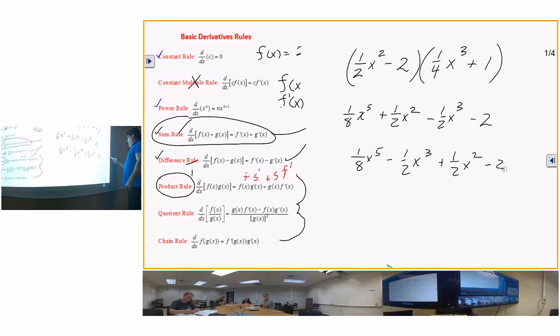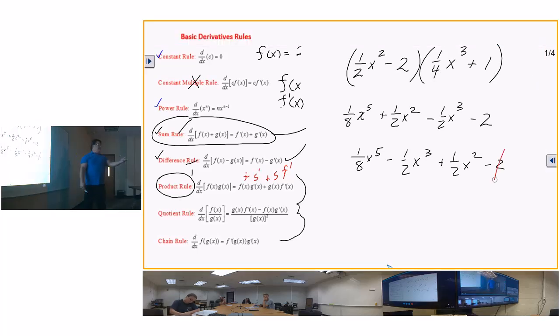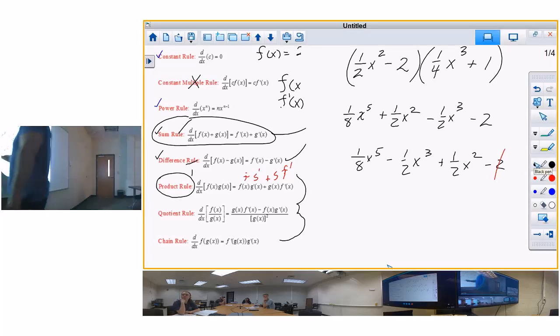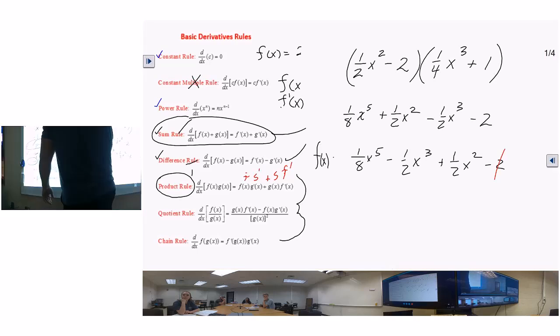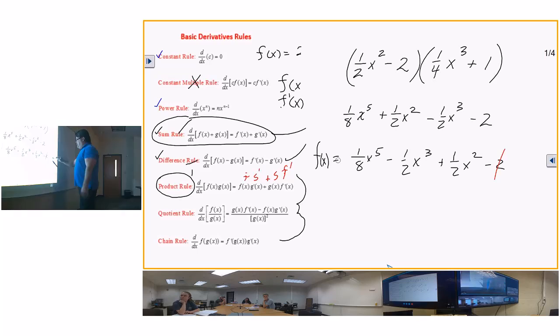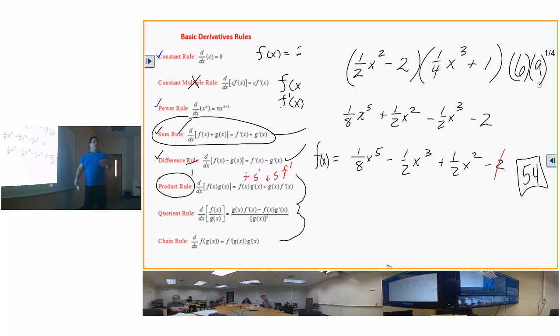Now I'm going to go ahead and take my red pen and just cross that one out. Why? Because what's the derivative of a constant? 0. So now I just worry about these 3, because this is my function. F of x is equal to, this is the function in factored form. This is your 54. You know the number 54? This is 6 times what? 9. This is your factored form. You don't know what the function is until you put them together.